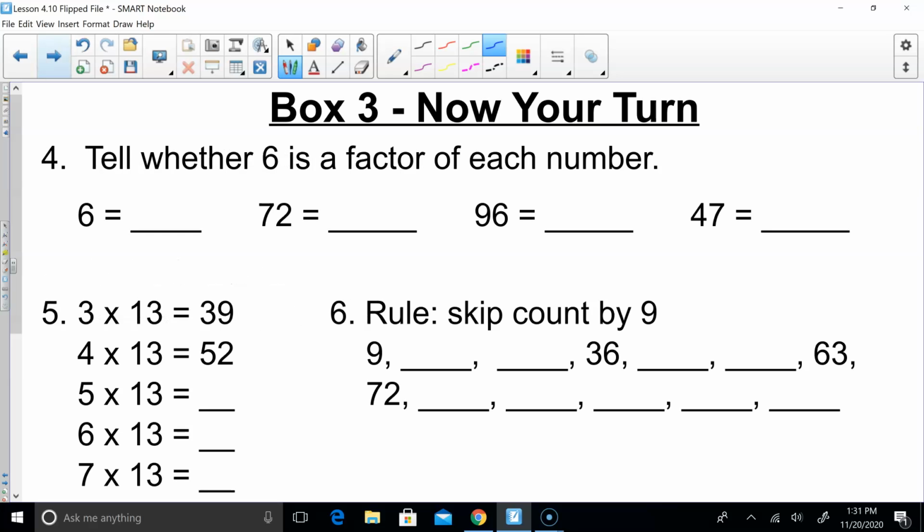And we're looking at these now, but tell whether 6 is a factor of each number. If it is a factor, yes, I'd like to know what multiplication equation you used. For each of these numbers, if it's no, then you can just write the answer no. But is 6 a factor? 6 is 72, and so forth. We've got some 3 times 13, kind of some pattern right there. And number 6, we're going to skip count by 9s. So you can pause the video, write down this information, answer it all really nice and neat and labeled so I can follow your work. And good luck and do your best.